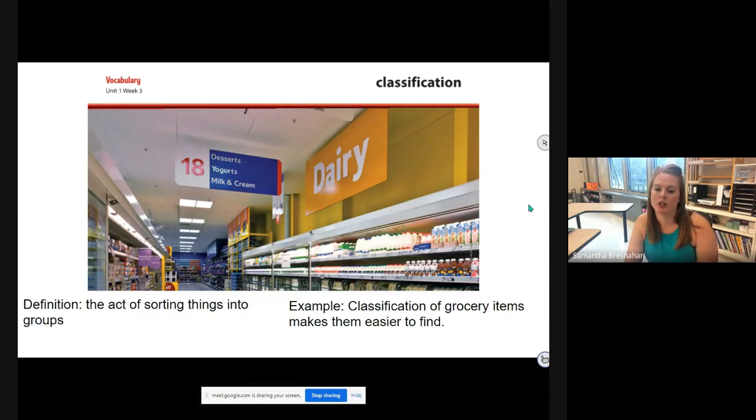So classification, the definition is the act of sorting things into groups. An example is classification of grocery items makes them easier to find. An easy way for you to think about classification is sorting things into groups by size, maybe sorting them into groups by color. 2 examples of classification.